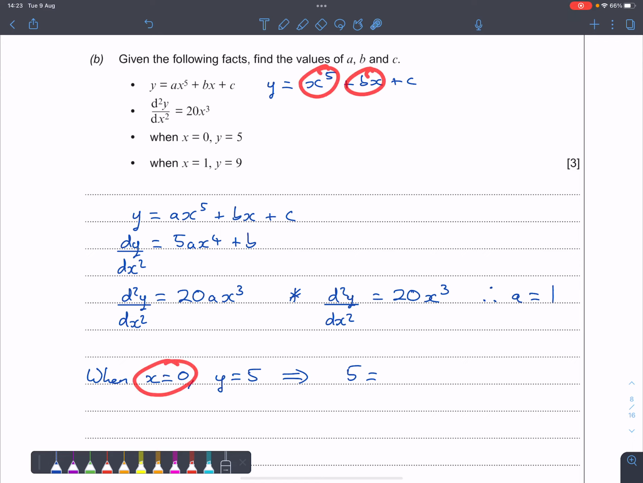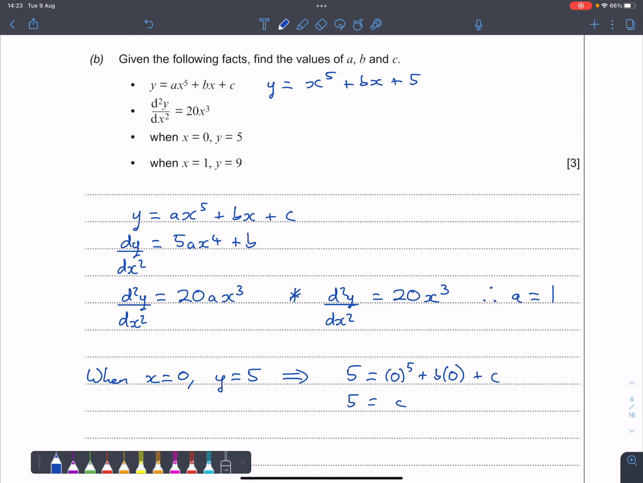So that's 0 to the 5 plus b lots of 0 plus c. Well, 0 to the 5 is 0. Anything times 0 is 0, so they're nothing. So that means my c has the value of 5. So I'm going to put that in up here now. I'm going to change my c to plus 5.